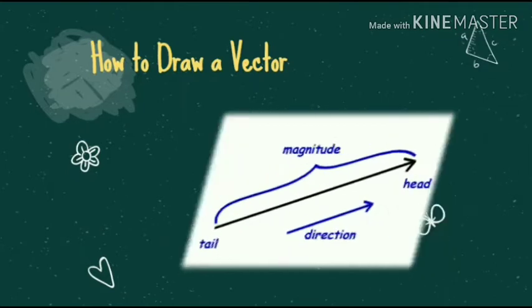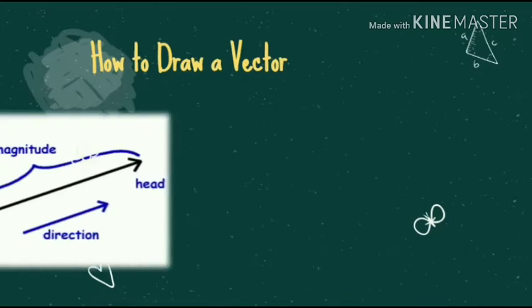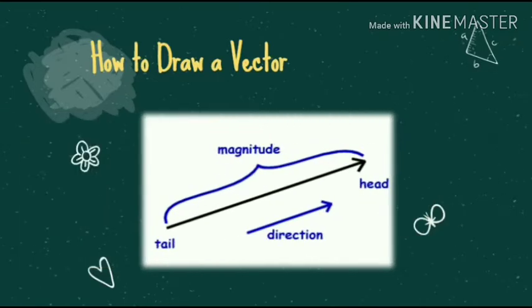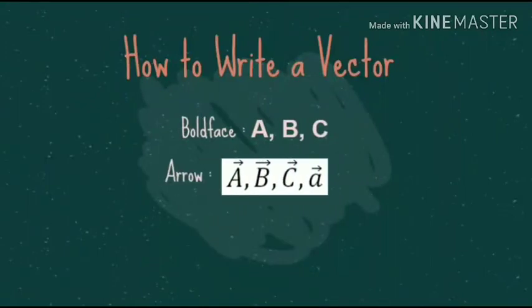How to draw a vector? A vector is drawn as an arrow with a head and a tail. The magnitude of the vector is often described by the length of the arrow. The arrow points in the direction of the vector. How to write a vector? Vectors are generally written as bold-faced letters. They can also be written with an arrow over the top of the letter.